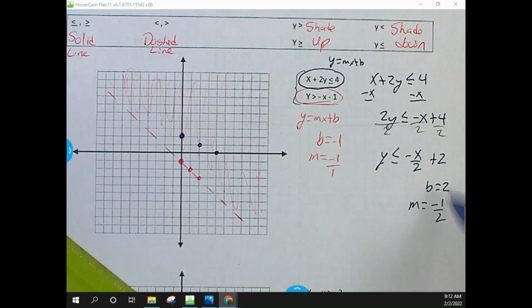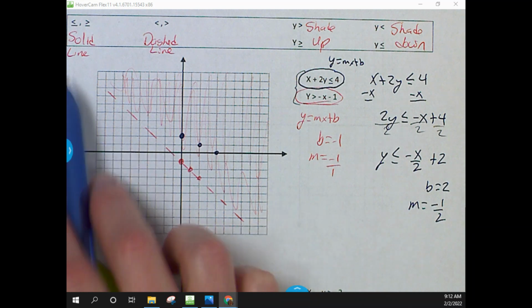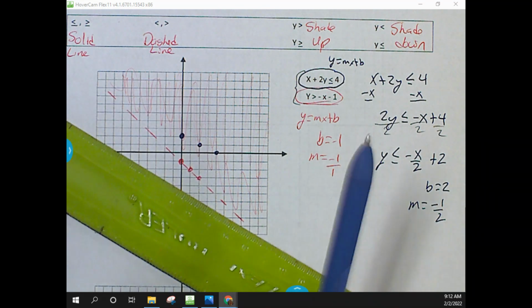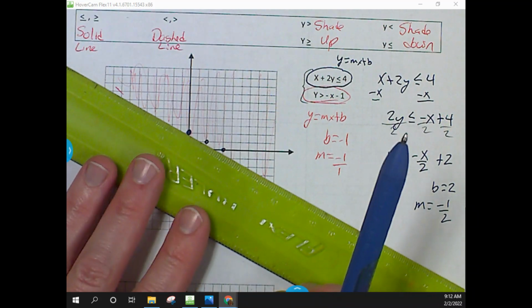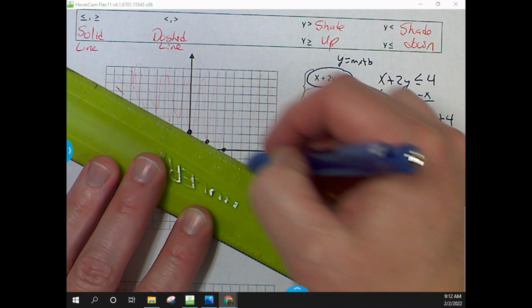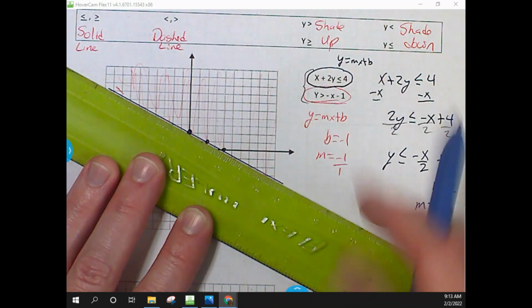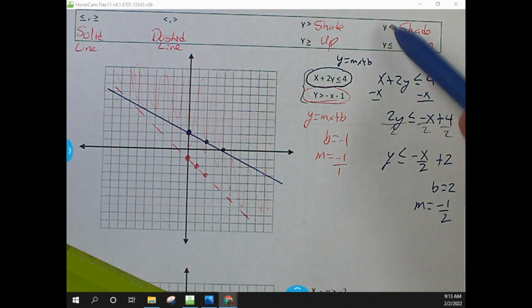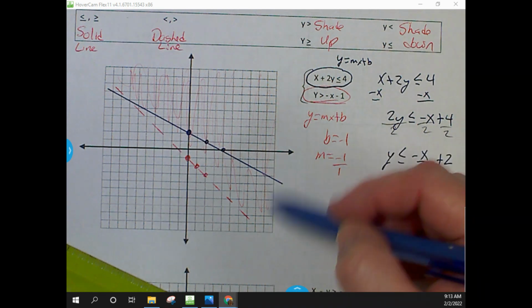All right. So once you've got your slope and your y-intercept going, you've got 2 or 3 dots. Now we go back and see, do we need a solid or a dashed line? Well, in that case, it's going to be solid. So we go ahead and graph it and make it solid. This one was y less than. So if it's less than, we're going to shade down. So that's everything in this direction.